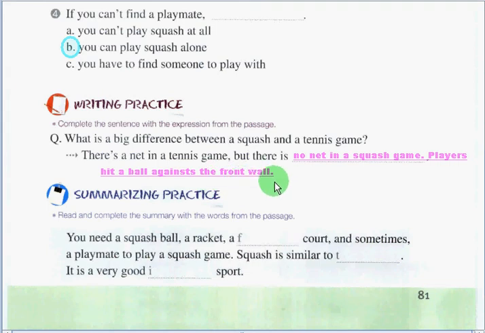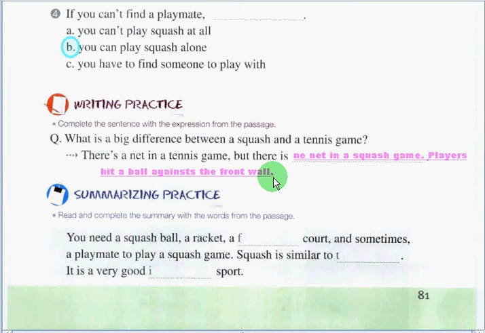So the big difference between a squash and a tennis game, there's a net in a tennis game, but there is no net in a squash game. Players hit a ball against the front wall. Good.